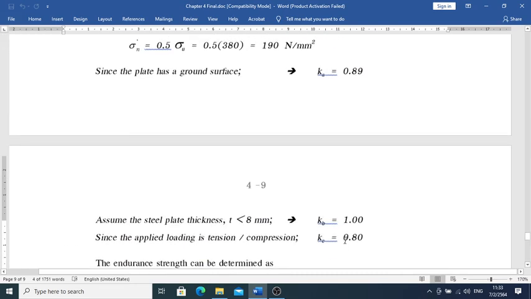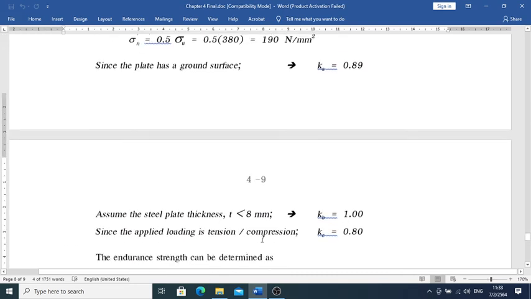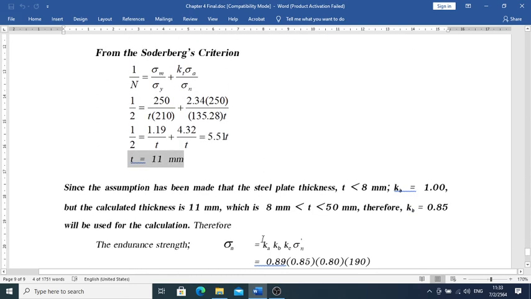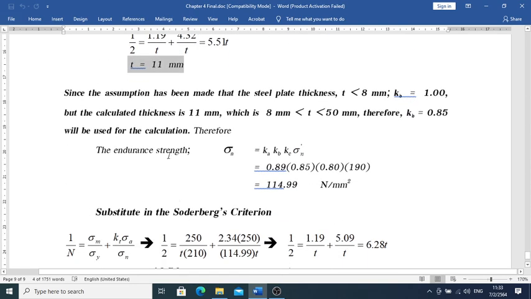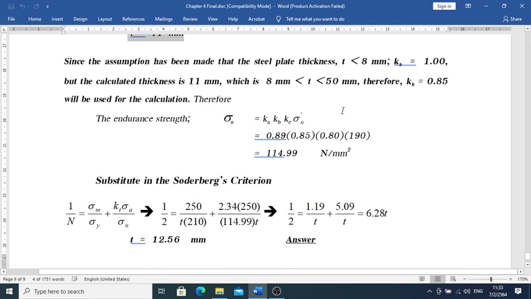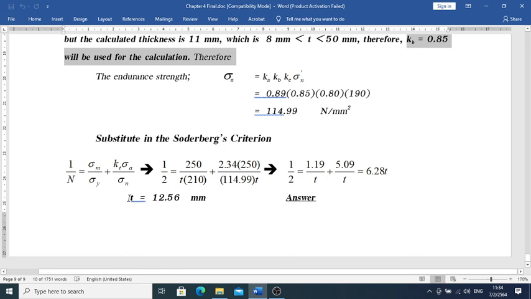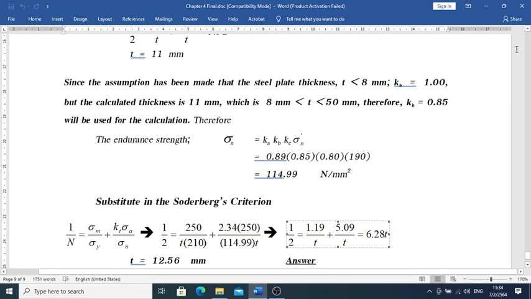Since I assumed here T is less than 8, that's why my assumption is wrong. So I just get back there and make a recalculation. I get K sub C, K sub B one more time again, going to be 0.85. So I got the real calculation. It's going to be 12.56. Okay, so this is the thing that I'm going for. So therefore, this is the answer. Okay. All right.